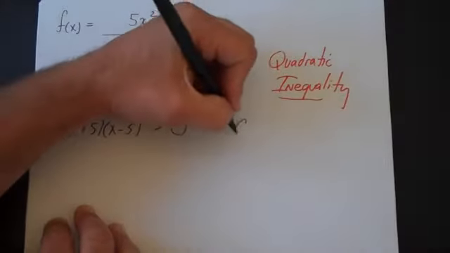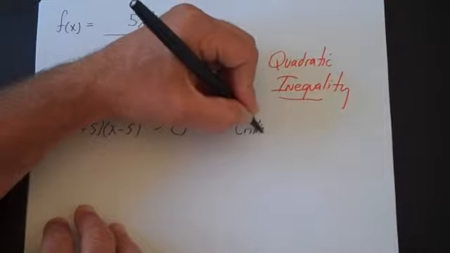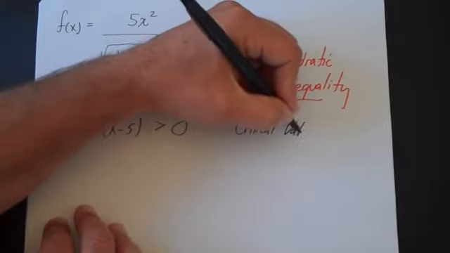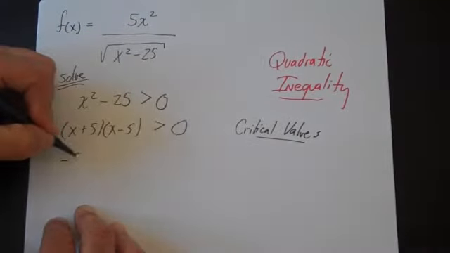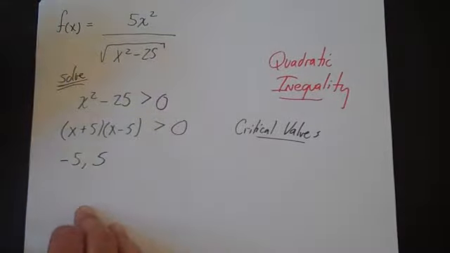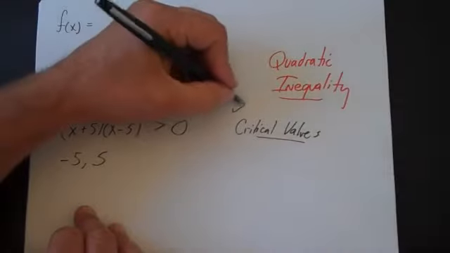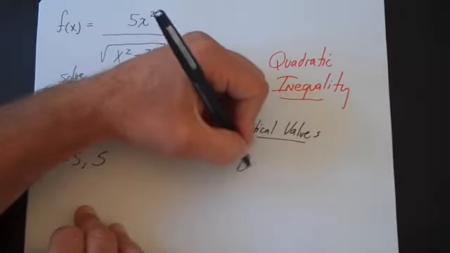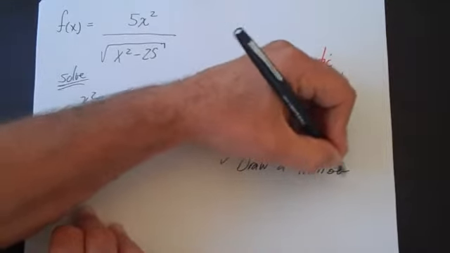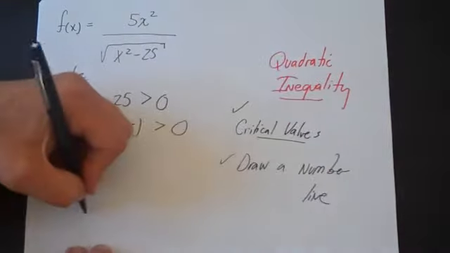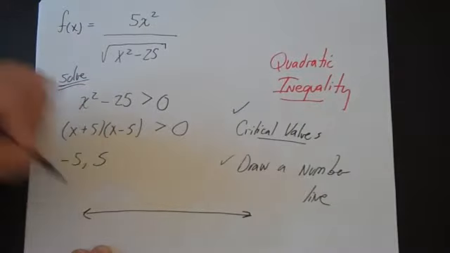These are called the critical values, or the zeros. The critical values here are going to be minus 5 and a positive 5. So first you find the critical values, and then you draw a number line. So let's do that next. You draw the number line and put the critical values in.